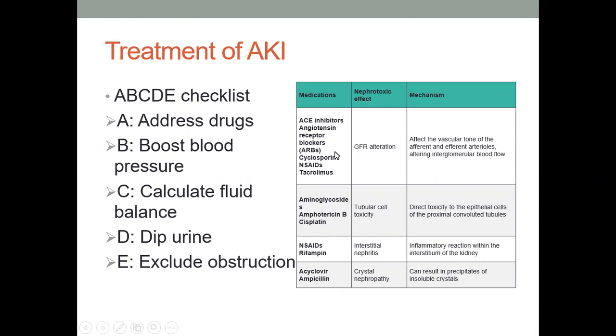Your ACE inhibitors, your NSAIDs, your ARBs and tacrolimus alter GFR. Your aminoglycosides and amphotericin B and cisplatin will cause tubular toxicity. Your NSAIDs and rifampicin for your TB patients will cause interstitial nephritis. Your antiviral acyclovir and your common ampicillin will cause crystal nephropathy. So you want to check a list.